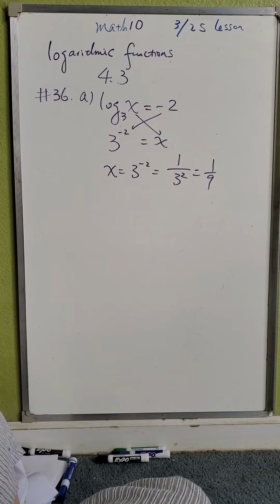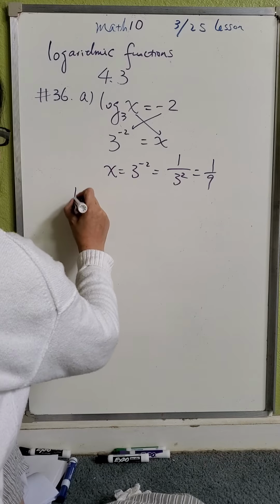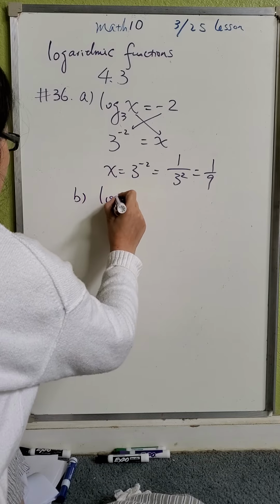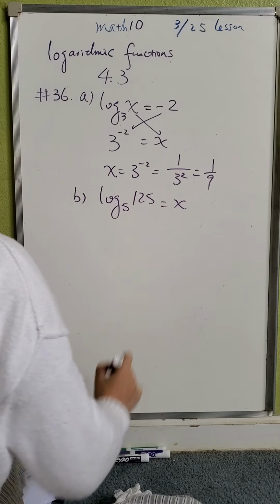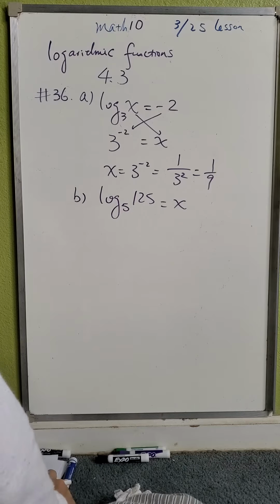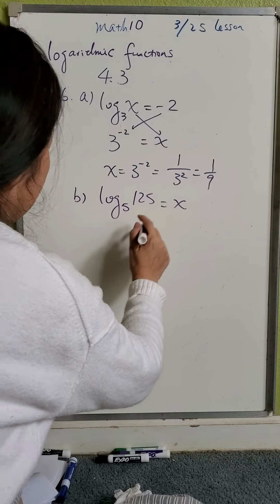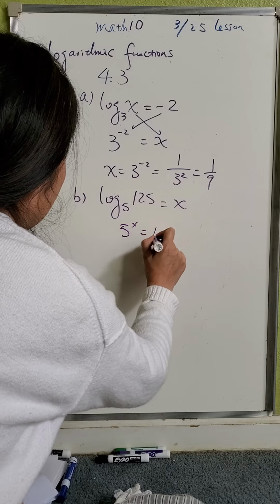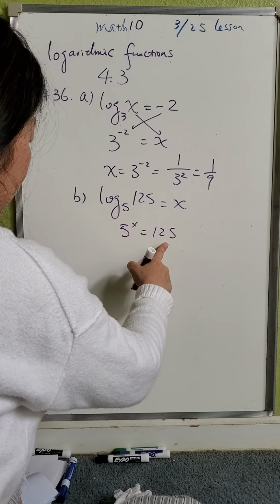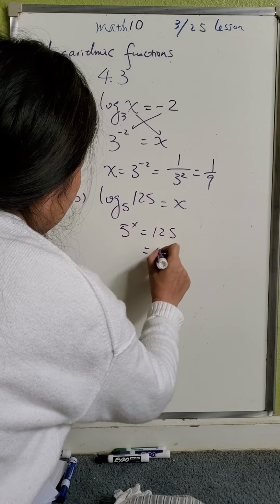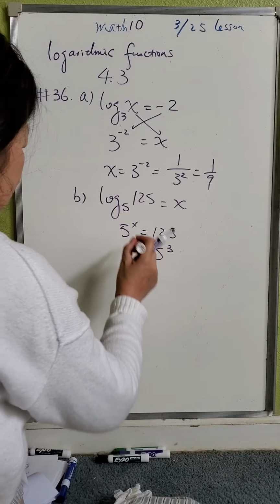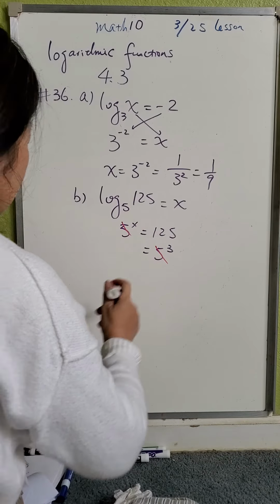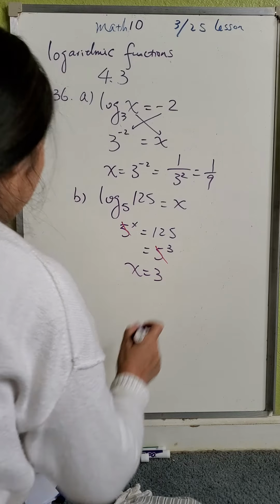And then let's go for part B. We have log base 5 of 125 equal to x. And we're just going to convert it the same way. So 5 to the x equals 125. 125 is the same as 5 to the 3rd power. Again, once they're the same, then your x just equals 3. So this one's pretty straightforward.